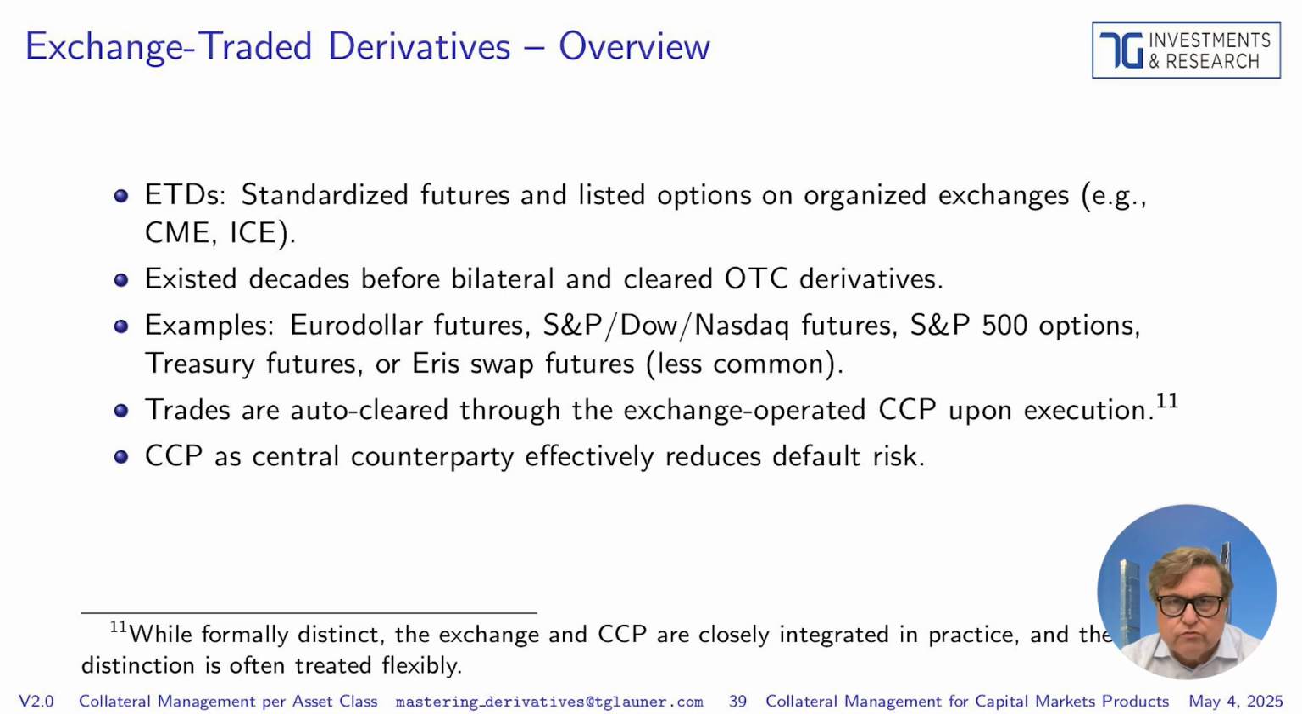These instruments have been around for decades, predating bilateral and cleared over-the-counter derivatives. So common examples include Eurodollar futures, S&P Dow Nasdaq futures, S&P 500 options, or Treasury futures. Swap futures also exist, such as Eris futures, but are less common. When trades occur on these exchanges, they are automatically cleared through the exchange's central counterparty clearing house. This central counterparty plays a crucial role in reducing default risk by acting as an intermediary between buyers and sellers.